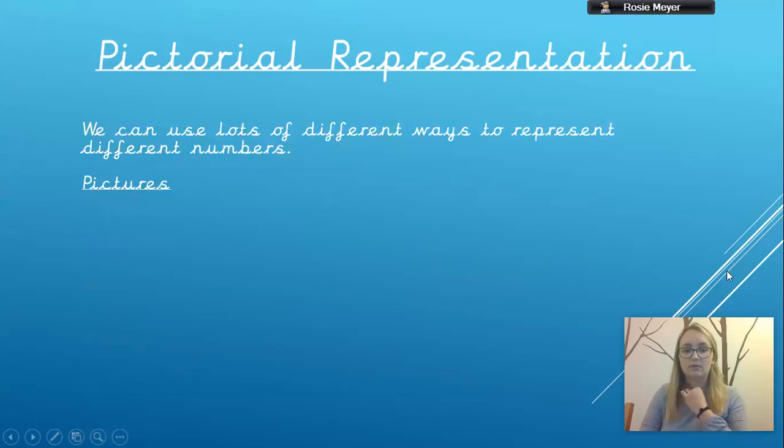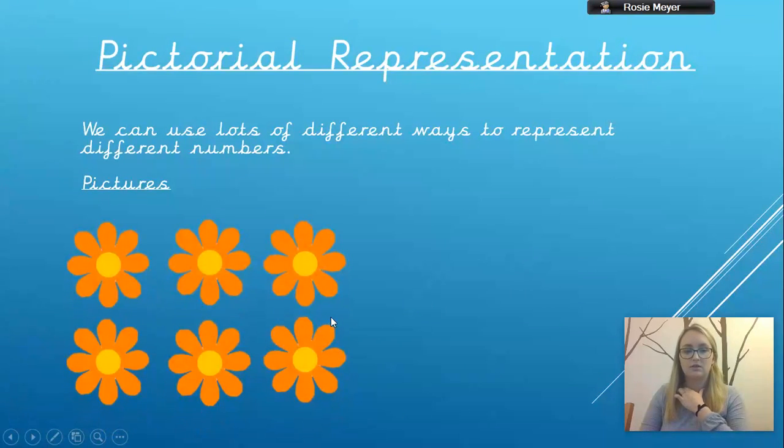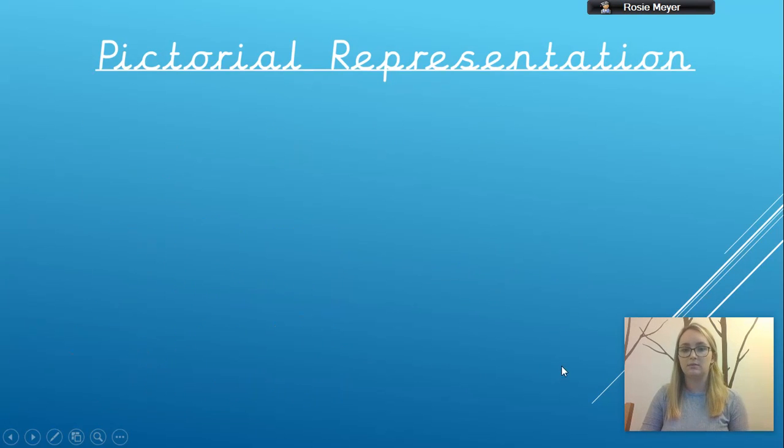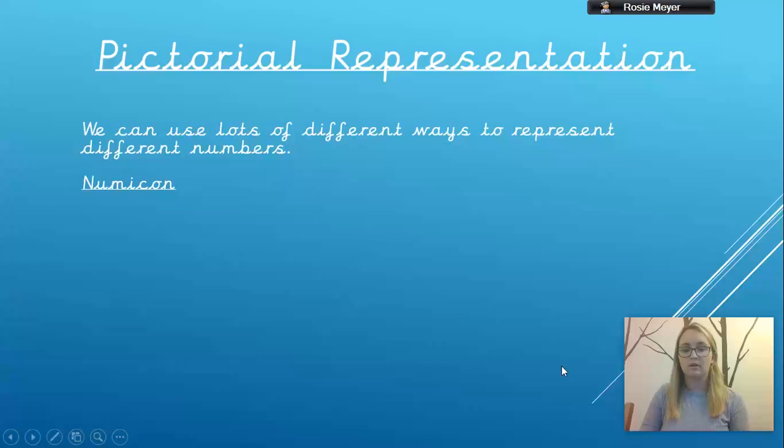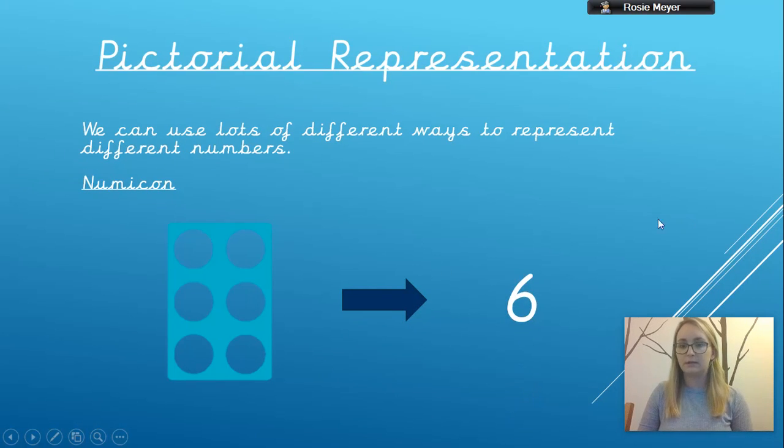Another way we can represent numbers is using pictures. So here we have got flowers. If we count the flowers, we've got 1, 2, 3, 4, 5, 6. So that is another way of us representing number 6. Another resource that we use at school quite a lot is Numicon. In Numicon, you need to count the holes to find out which number it is representing. So we've got 1, 2, 3, 4, 5, 6, and that is another way of us representing number 6.